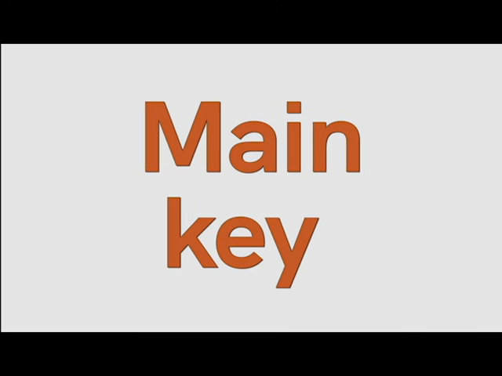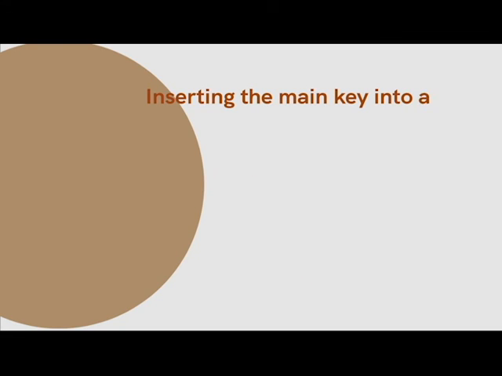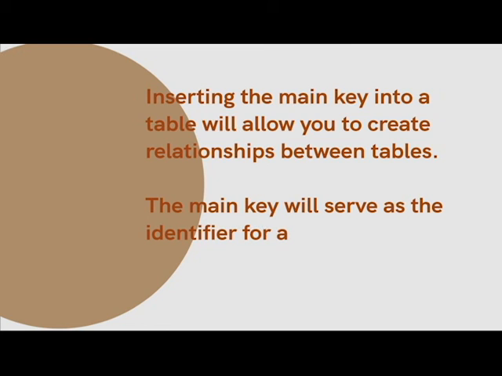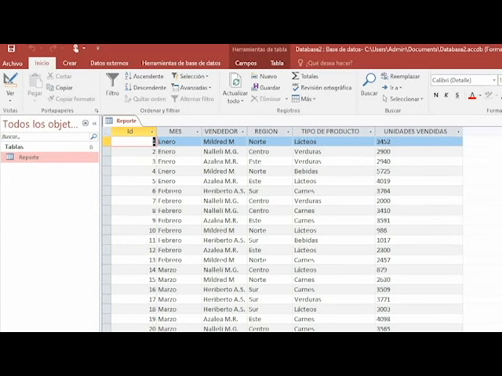Main key. Inserting the main key into a table will allow you to create a relationship between tables. The main key will serve as the identifier for a field in a table that groups connections with other fields in other tables. It is a very simple procedure.